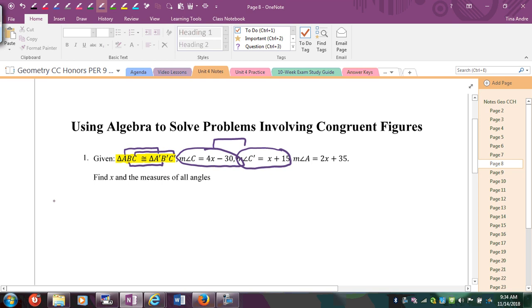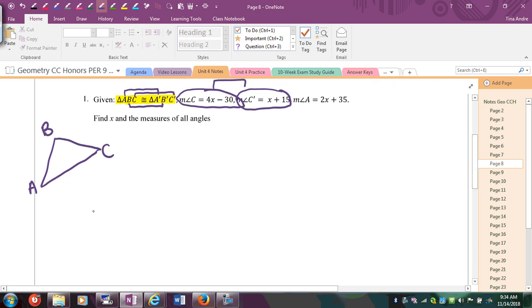We can also sketch a picture, which I'm going to recommend doing anyways, even if you make the connection right from the description, just because it's nice to have a visual. It can be any two triangles that look congruent, and you want to put your corresponding parts in the same position. So A prime, B prime, C prime should match up with A, B, and C. Then I label what was given: angle C is 4x minus 30, the measure of angle C prime is x plus 15, and they also give me the measure of angle A, which is 2x plus 35.